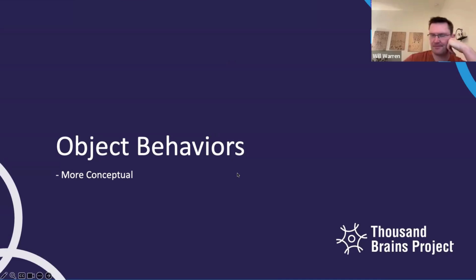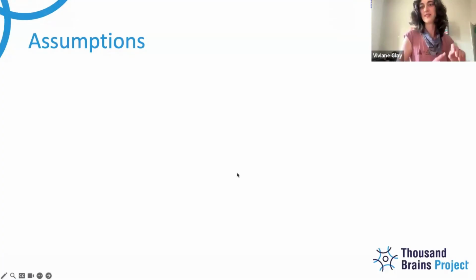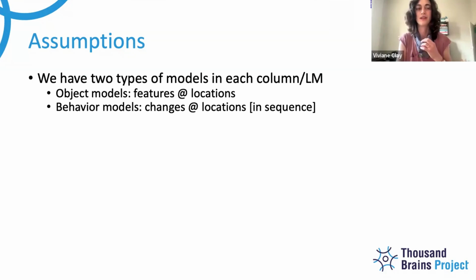Yeah. Okay, so first of all, what I'm going to show builds on a couple of assumptions that we talked a lot about before. Just to state them explicitly, it assumes that we have two types of models in each column or learning module. One is an object model, which models features at locations. That's what we currently have implemented in Monty. And then we have the behavior model, which uses the exact same mechanism, but it models changes at locations in a sequence.